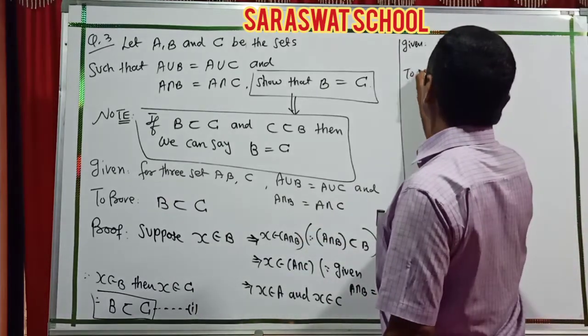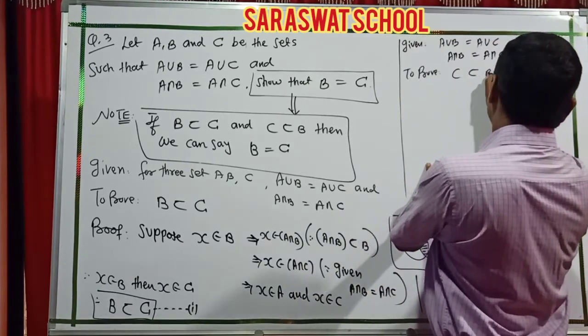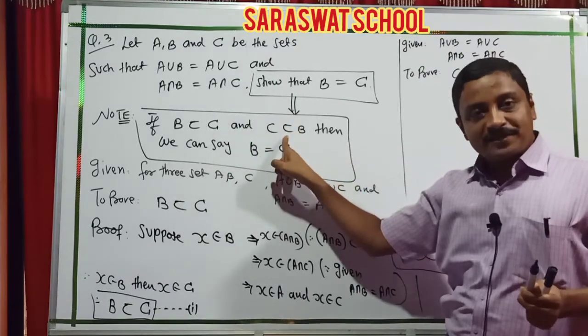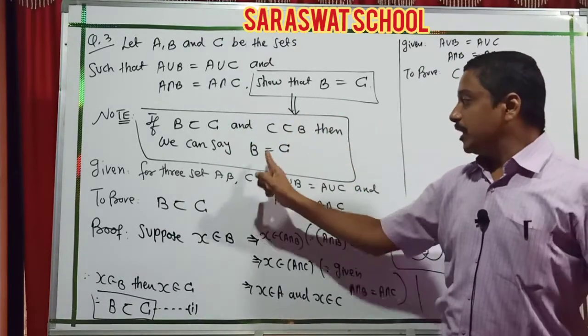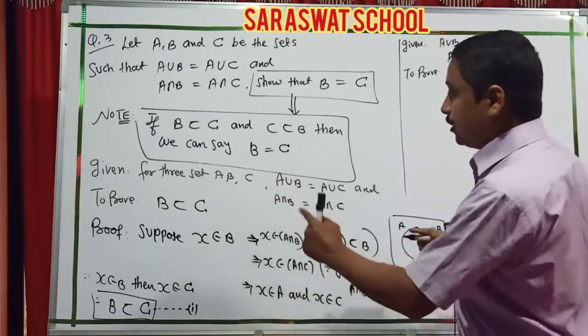And to prove, here we prove C subset B. Because if I prove B subset C and C subset B, then my answer B equal to C is done. Okay, now I start the proof.